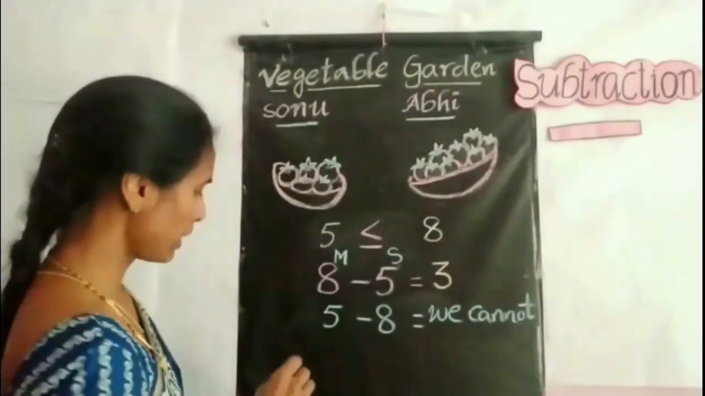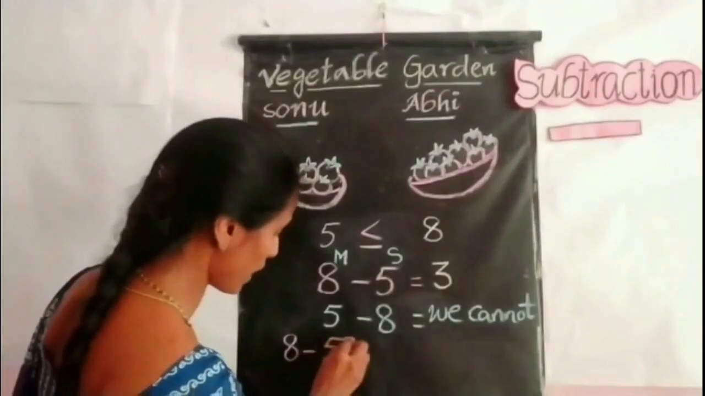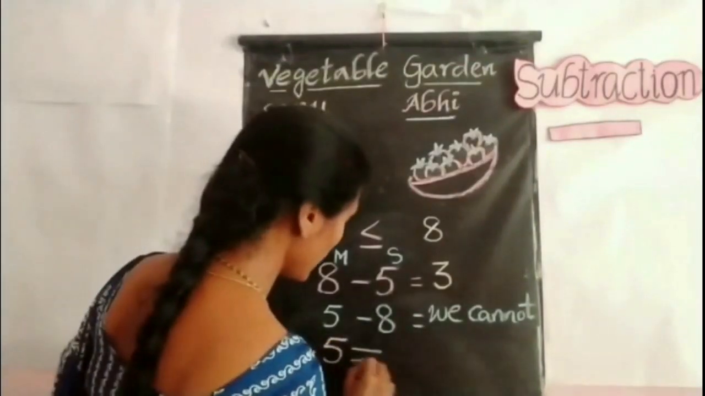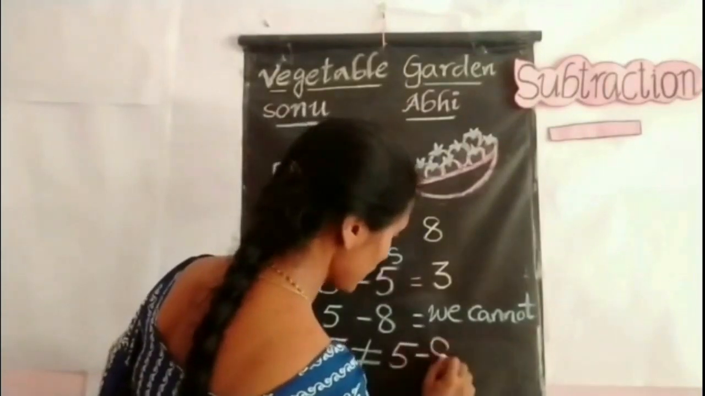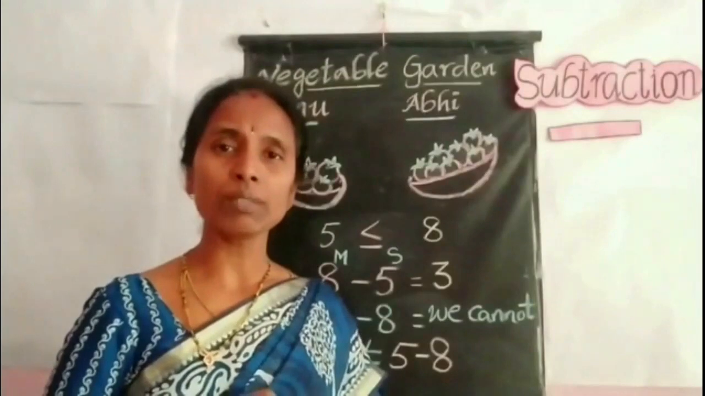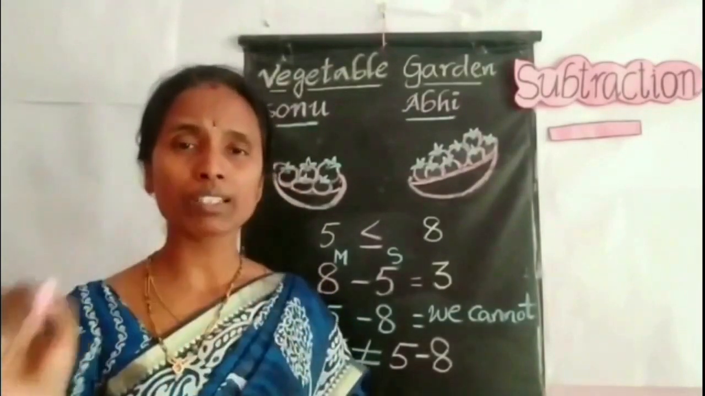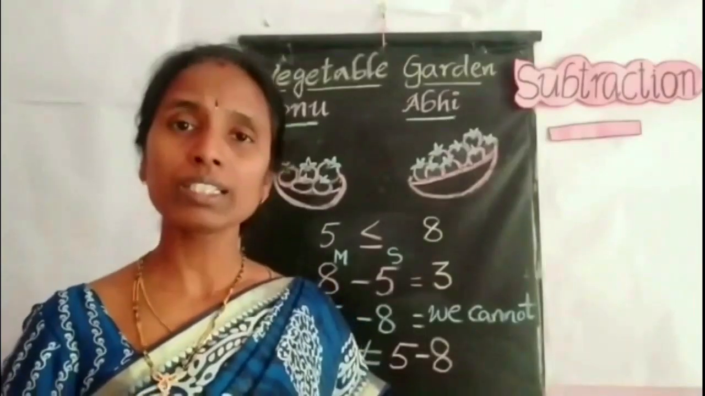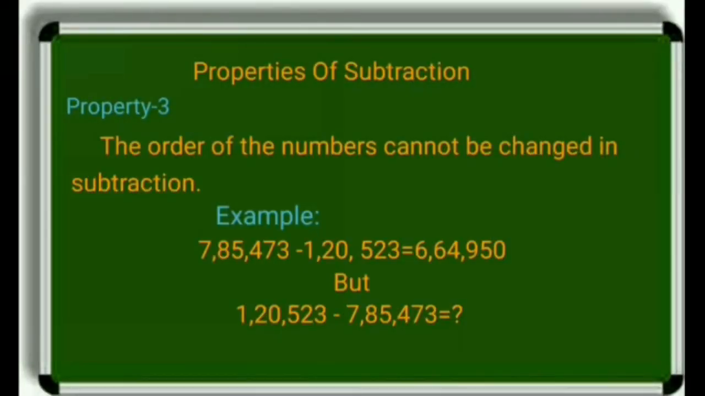From this, finally, what do we understand? 8 minus 5 is not equal to 5 minus 8. So, subtraction is always done between 2 numbers. In that, the minuend should be greater than the subtrahend. Let us see the property. Children, property 3: the order of the numbers cannot be changed in subtraction.